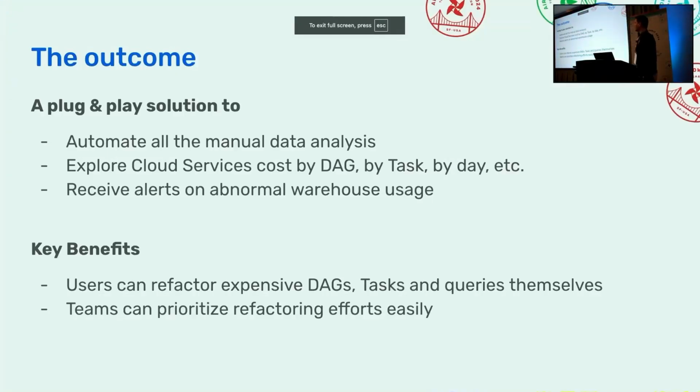So the outcome is a plug-and-play solution to automate all the manual analysis that we used to do before. It allows us to explore the costs for the different services at the DAG task level and any granularity that we want, really, and then receive alerts if there's any abnormal usage in any of the warehouses. So our team can focus on what's really important, helping our business users and building new dashboards for reporting. And so with that, we can then have the PM teams and the Scrum teams and all that prioritize the refactoring work. And then it gives us a much better view of what's going on.